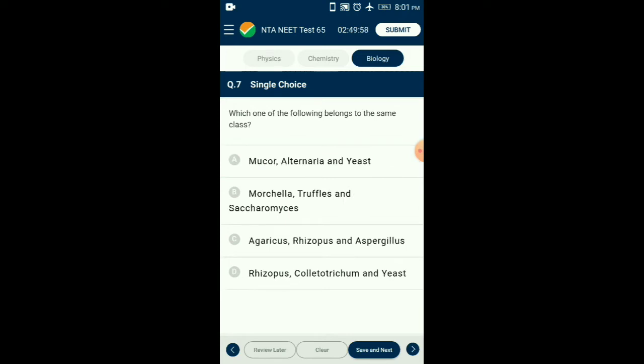Question number 7. Which one of the following belongs to the same class? Rhizopus and Mucor are members of Phycomycetes. Aspergillus, Saccharomyces, Morchella and truffles are Ascomycetes fungi. Agaricus is a Basidiomycetes fungus. Morchella, commonly called morels, and also the truffles are edible Ascomycetes fungi, and Agaricus is an edible Basidiomycetes fungus. Colletotrichum and Alternaria are Deuteromycetes. So the answer for this question is option B, Morchella, truffles and Saccharomyces.